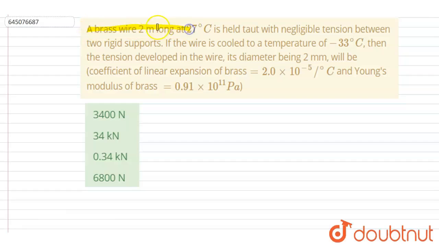Hello everyone. A brass wire 2 meter long at 27 degrees Celsius is held taut with negligible tension between two rigid supports. If the wire is cooled to a temperature of minus 33 degrees Celsius, then the tension developed in the wire, its diameter being 2 mm, will be.